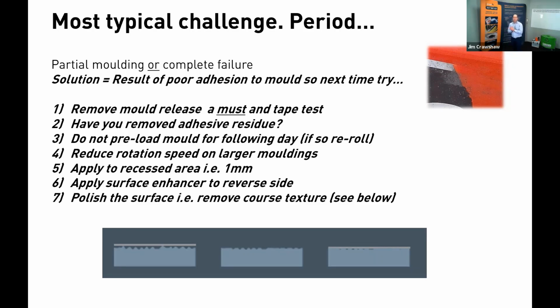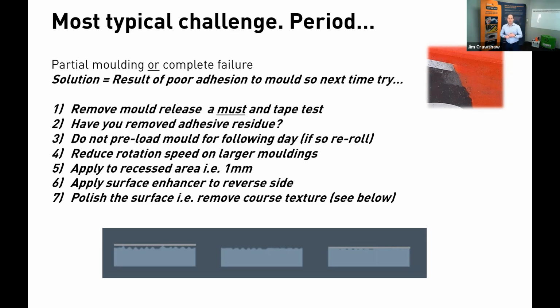Reduce rotation speed. I talked a little bit about that in the ZD application. They didn't have a problem with rotation and tumbling of powder, but it might be necessary if you've got a really large molding. And the next one is apply to a recessed area. So we've had some customers that have applied a graphic to a recessed area in the mold. It only needs to be 1 millimeter or less, creating a little pocket for the graphic to essentially sit into. So then the powder can skim over the graphic during the molding.